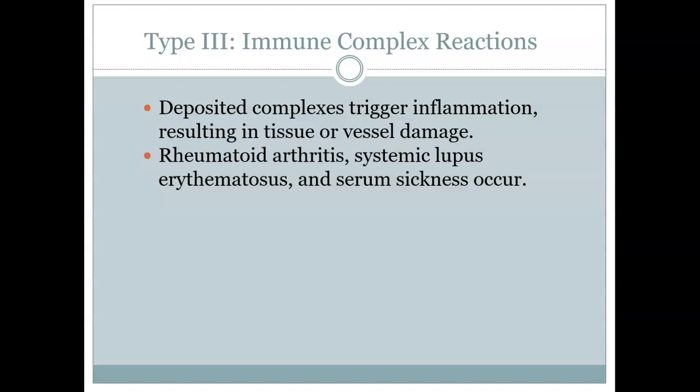So different disorders such as rheumatoid arthritis and systemic lupus and serum sickness are examples of disorders in which this immune complex reaction takes place. And we'll talk about these in a little more depth later.